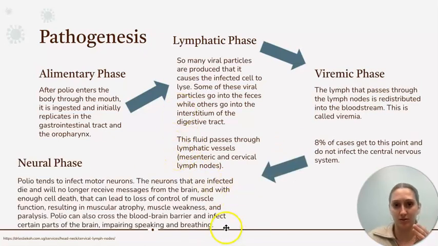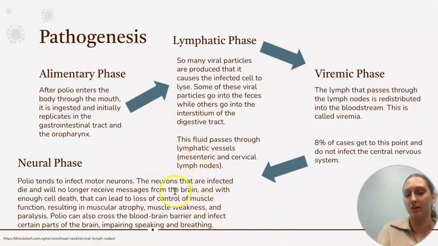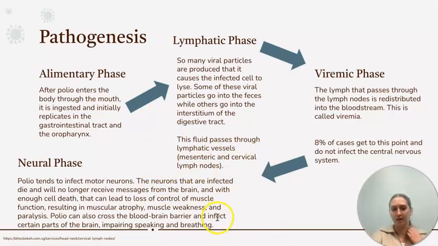So polio tends to infect those motor neurons, and those neurons that are infected die and will no longer receive messages from the brain, like I said, and that will result in that loss of muscle function. So in certain cases, polio can cross the blood-brain barrier, and it will infect the bulbar part of the brain, which controls speaking, swallowing, breathing, and that's when the diaphragm gets affected and people lose their ability to breathe, and that results in death. So this is not necessarily, this would be the point of paralysis or fatality, but earlier parts might not necessarily be the point of paralysis or fatality.